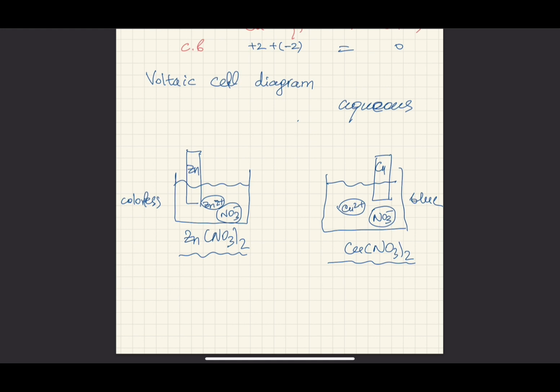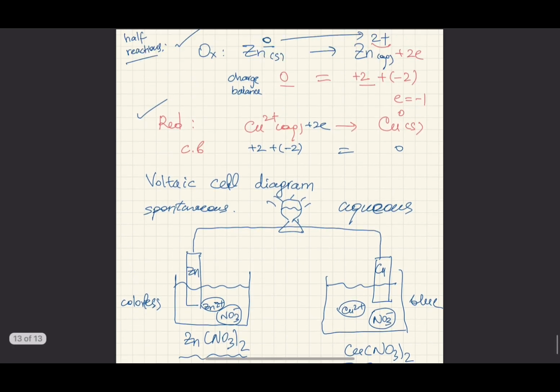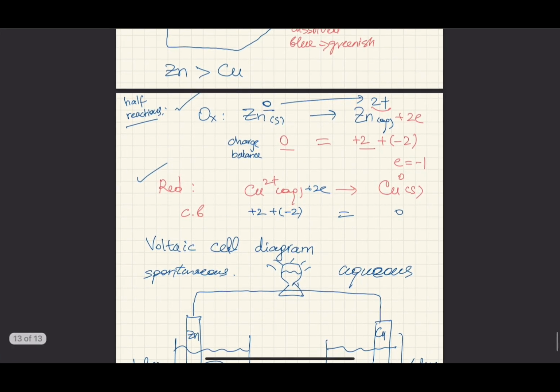Now, look at this one. I connect them through the wire, and then I will put a light bulb that will turn the lights on because this reaction is spontaneous. Okay, so look what happens. Look at my half reaction of oxidation. Zinc goes from solid state into aqueous state, okay?